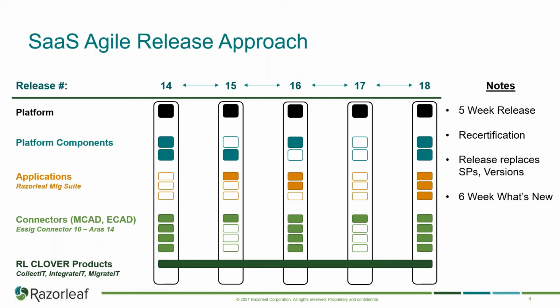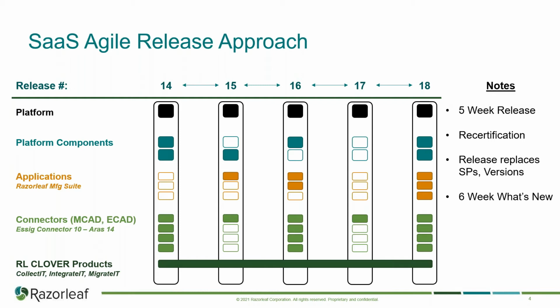The hollow and the colored boxes are there to represent something. The hollow boxes are recertification. So at each release, they're going to recertify platform components, recertify applications, the connector partners, as well as the Razorleaf manufacturing suite part of the applications will be recertified for every release. And then there will also be new things that are released. If we take a look at the platform components line or the applications line you see here, the hollow boxes mean that app is the same. It has not changed. It's just been simply recertified to make sure it works on the new release.